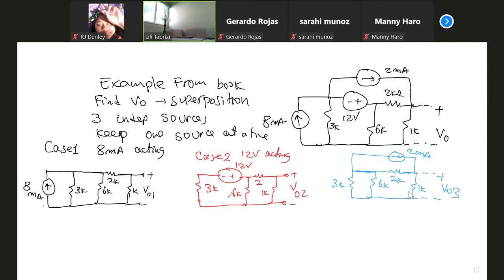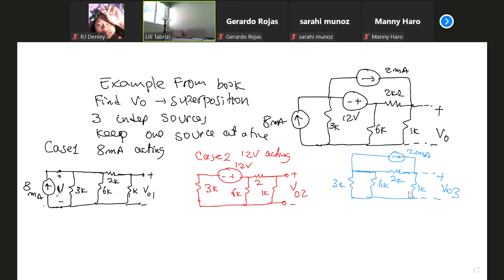Anytime you have a single source, it's better to think about voltage division and current division. Actually, you can still use nodal and mesh analysis, or other circuit methods. But what I'm going to do at this point is find the total voltage from here to here, plus or minus. I'm going to call it V.